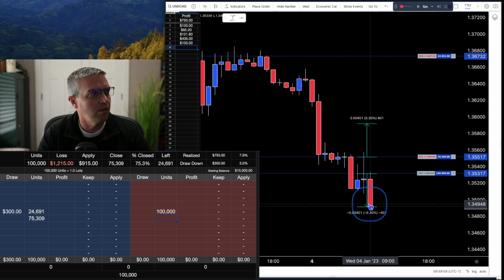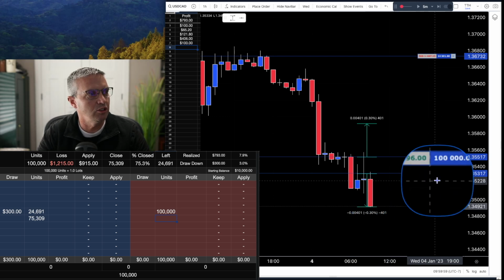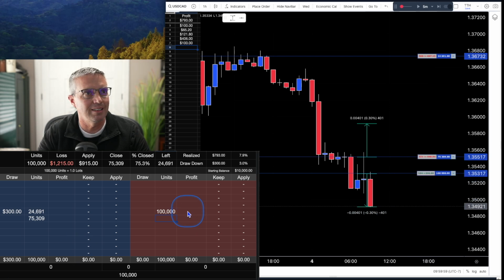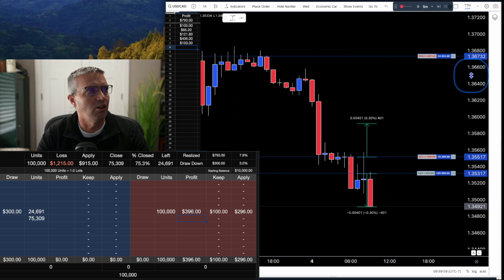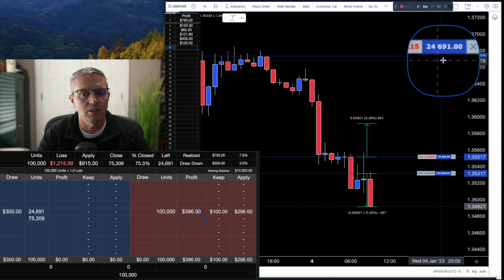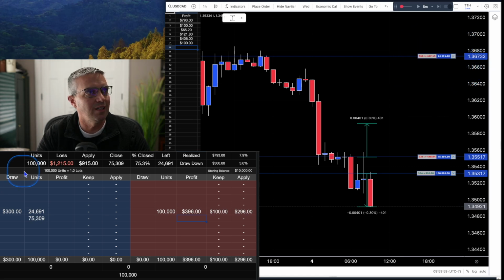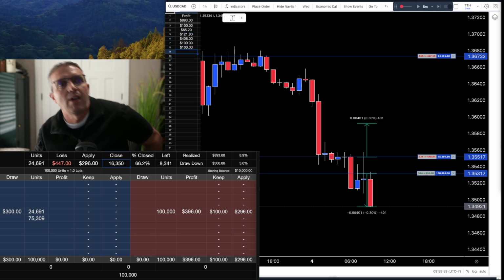So at 9 a.m., in the 9 a.m. hour, our bottom position went in the money 40 pips. So we have 100,000 units short that's in the money, $396. So let's go 396 of profit. Our furthest outside long position is this 24,000 unit position up top, and it's out of the money 447.15. So 24,691, 447 is what it's out of the money, and we're going to apply $296. So $296 is what we're going to apply, and we're going to keep $100. So let's put $100 on our running profit tape here.